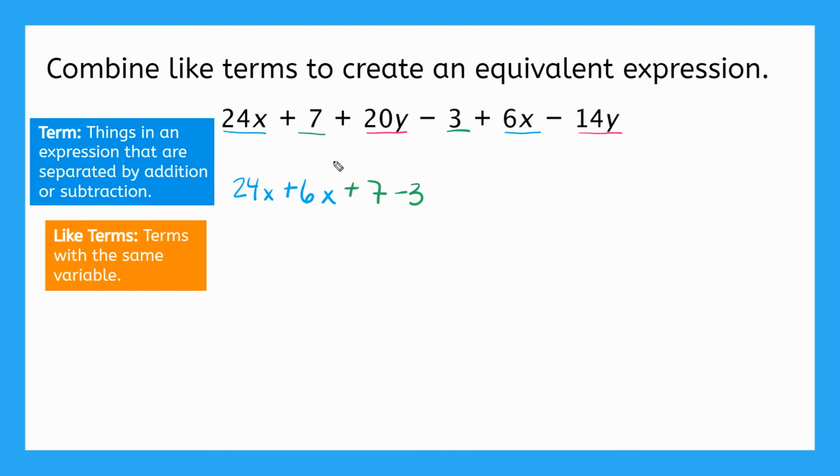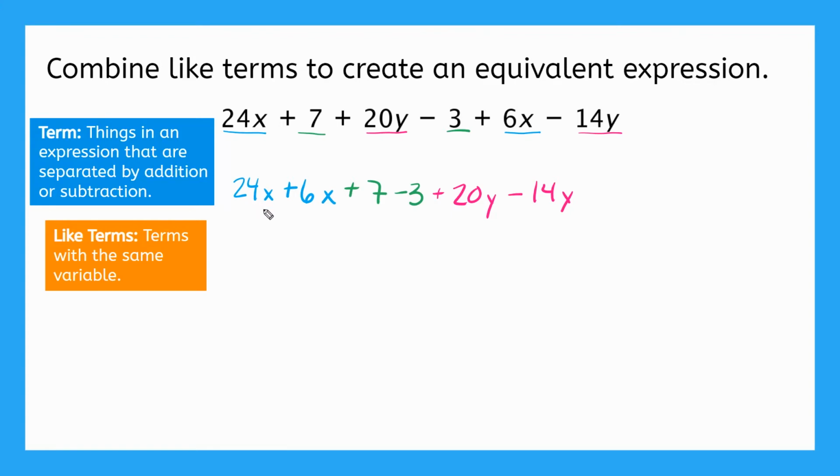And then what do I have? Plus 20y. And then my like term to 20y is over here, it's negative 14y. So I can say minus 14y. Perfect. So now I'm going to go through and I'm going to combine my like terms.